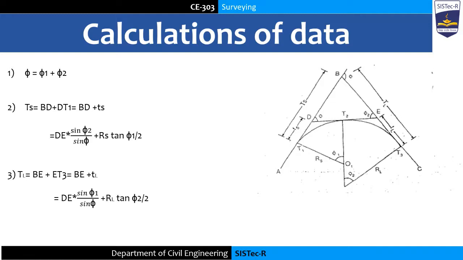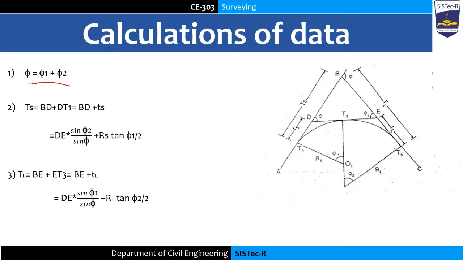Now we'll see how these different notations are calculated. First we have the total deflection angle. As I told you earlier also, this phi will be equal to phi 1 plus phi 2. This angle is phi 1, and this angle is phi 2. And this angle is phi. So we can see that phi equals phi 1 plus phi 2. How is it equal? By using the exterior angle theorem. By applying the exterior angle theorem we can see that the total angle phi will be equal to phi 1 plus phi 2.